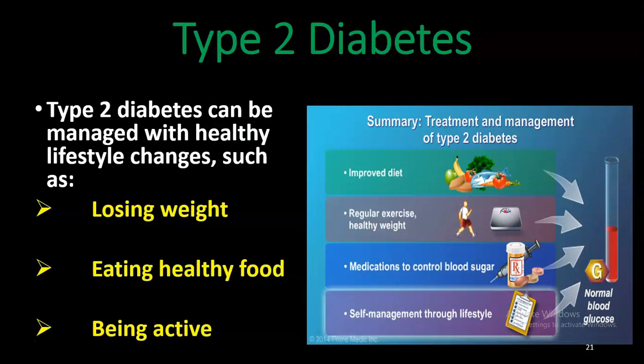So type 2 diabetes can be prevented or delayed with healthy lifestyle changes such as losing weight, eating healthy food, and being active. Although frequently less severe, the symptoms of type 2 diabetes might be comparable to those of type 1. As a result, the condition may not be discovered until after it has developed problems.